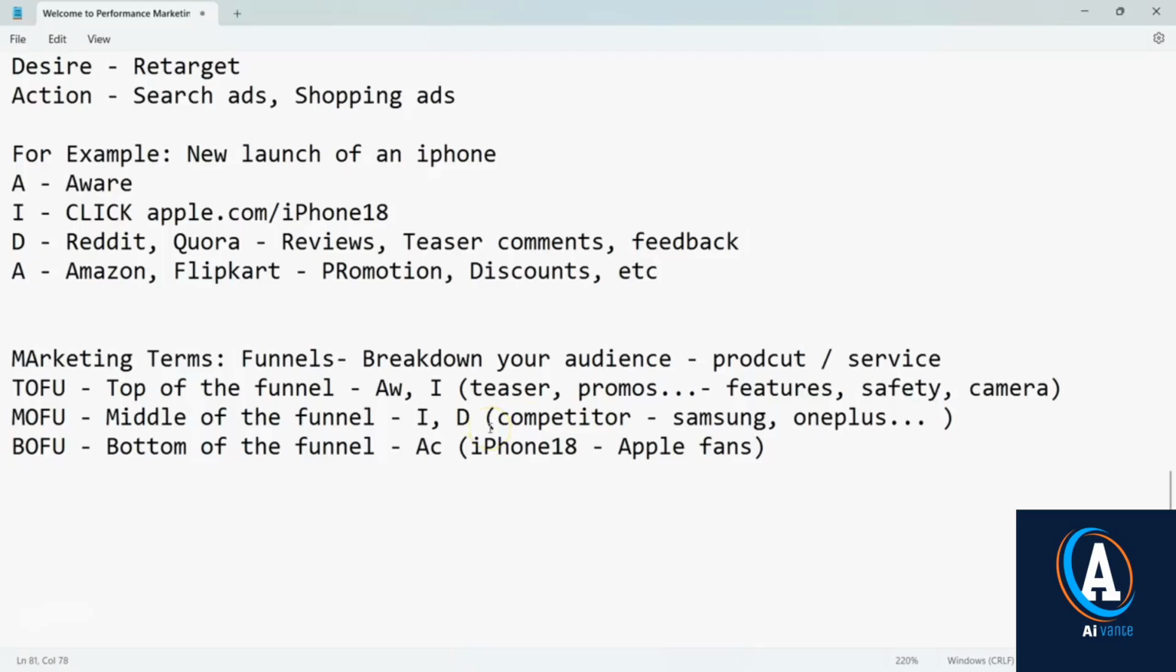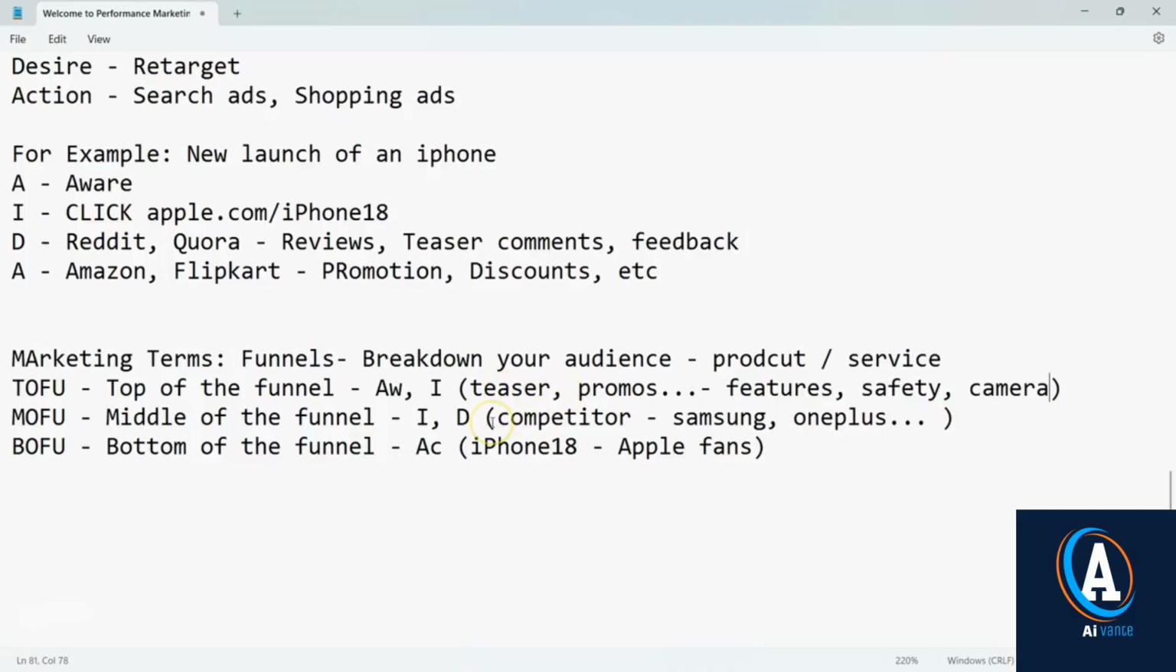So this is top of the funnel, where people are generally not aware about you. Surprisingly, even with iPhone, I'm sure there are people in some countries who are not aware about iPhone because the selling is not there in terms of availability, for example. So that is where top of the funnel will come into picture.